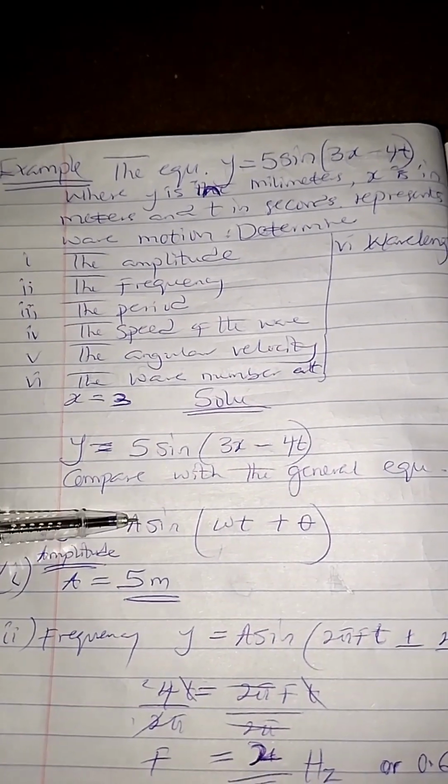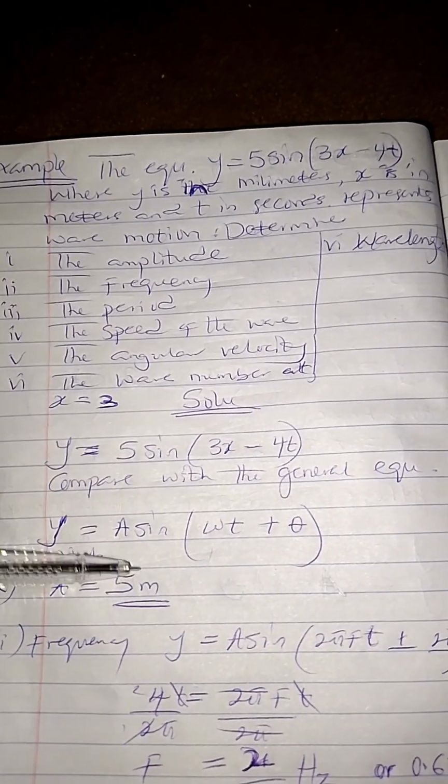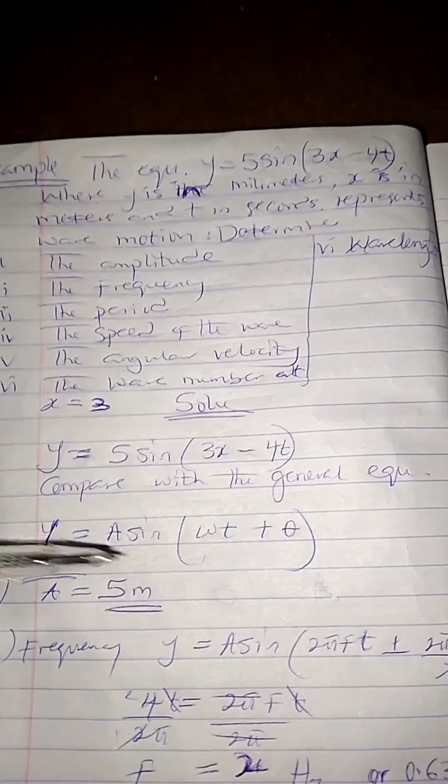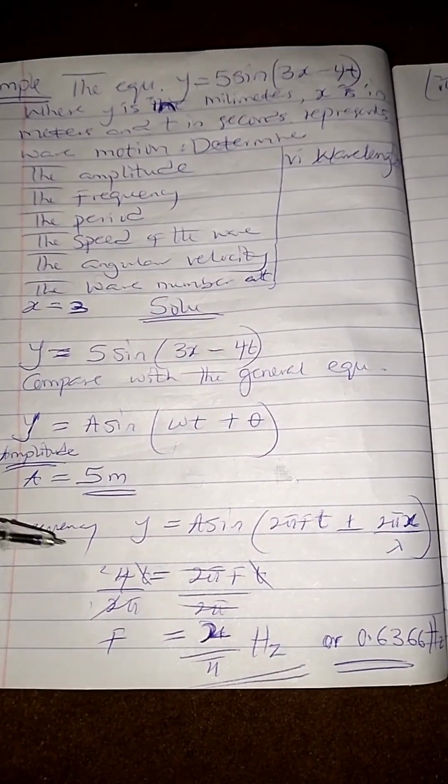Amplitude is where you have a 5. Are you seeing that now? Just get my amplitude straight up, and that's all. Then if you go to the frequency part, they say we should find frequency.